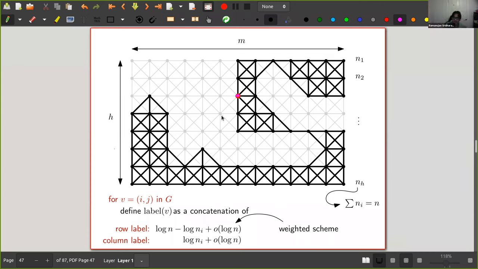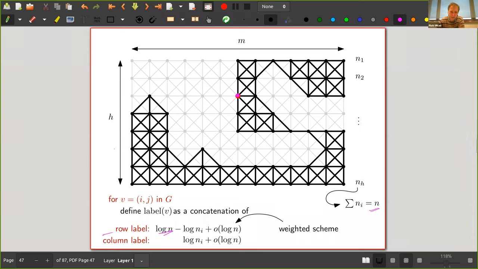So what is the situation? We have a vertex in the product. We're going to define a row label and a column label. So a row label will come from the weighted scheme. The weights will be just the sizes of the corresponding rows. And then the length of the row label will be log n, because n is the sum of our weights, minus log of the size of the row itself, plus lower order term.